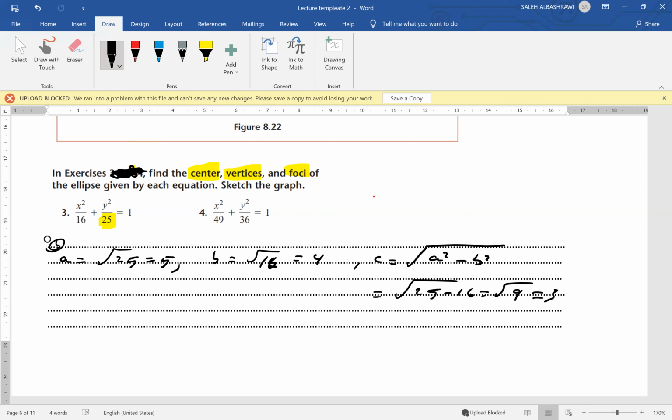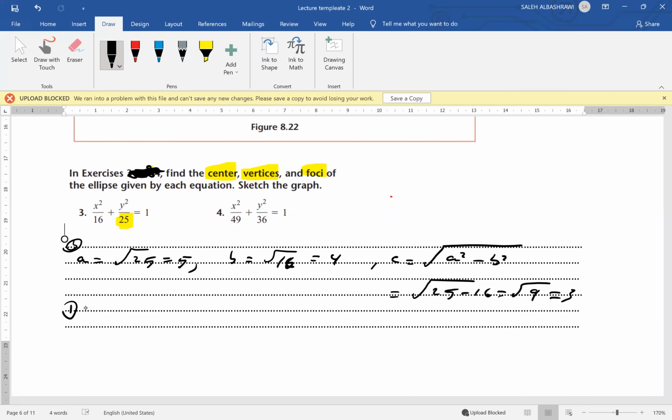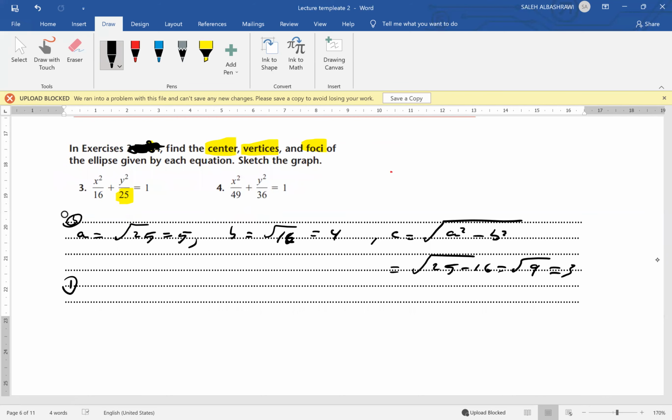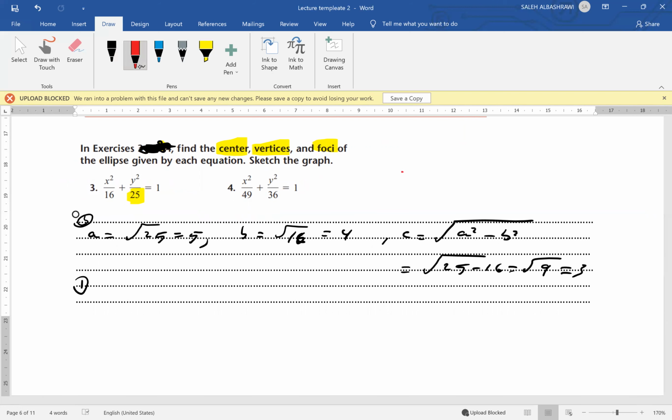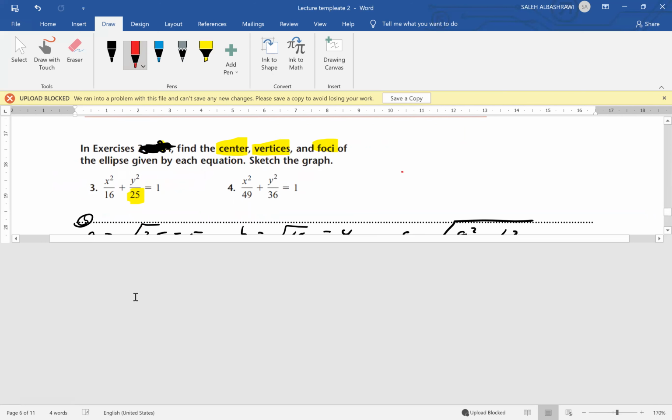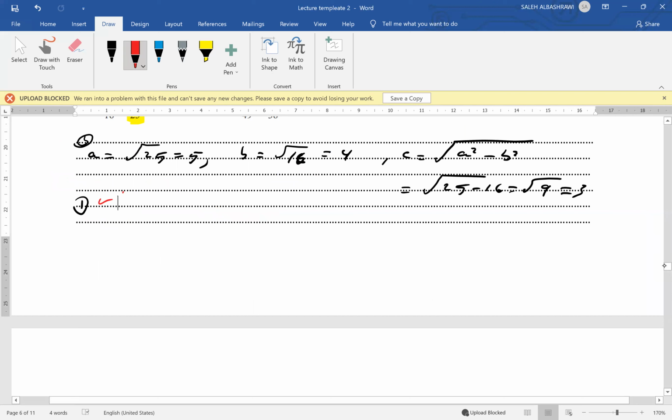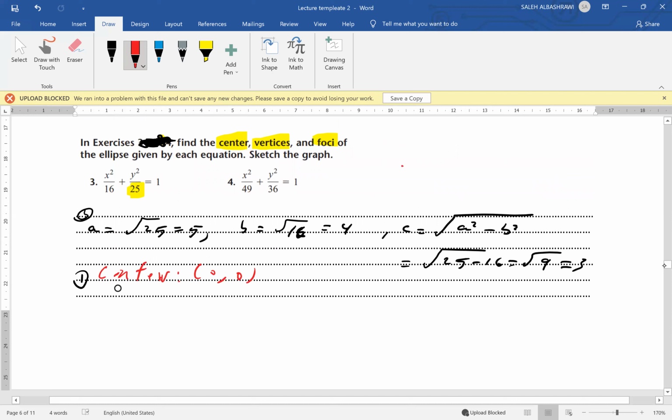So number 1, vertices V1, V2. Since we have a vertical ellipse, let's start with the center first. The center is given by 0 and 0, since there is no number with x squared and no number with y squared, so it is 0 and 0.